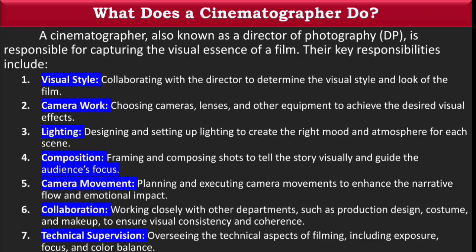What does a cinematographer do? A cinematographer, also known as director of photography, is responsible for capturing the visual essence of a film. Their key responsibilities include: 1. Visual style. Collaborating with the directors to determine the visual style and look of the film.